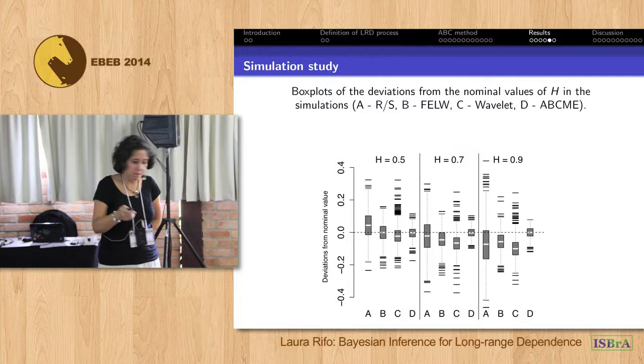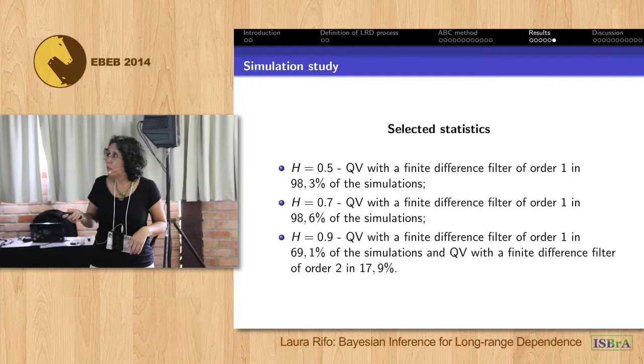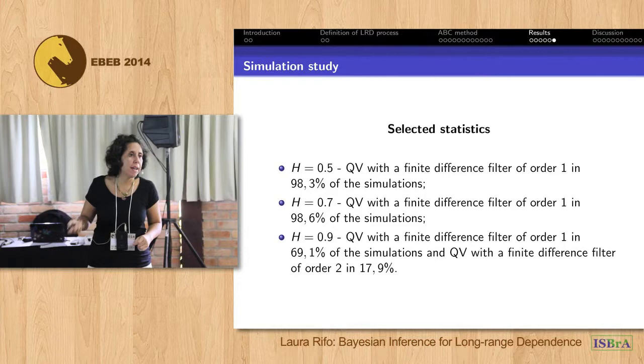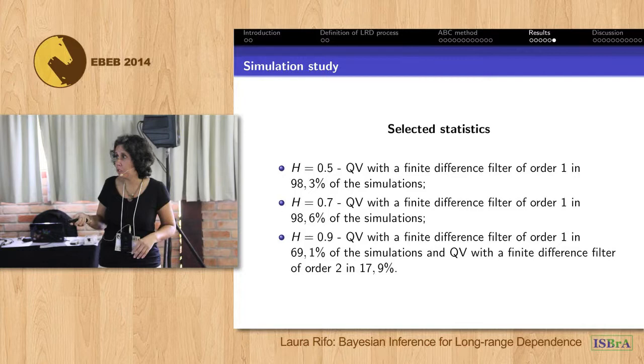For selected statistics, for that process which selects the minimum entropy statistics, we found that the difference filter of order 1 for the quadratic variation was the best for almost all values of H. That is the selected statistic in the most part of the simulations.